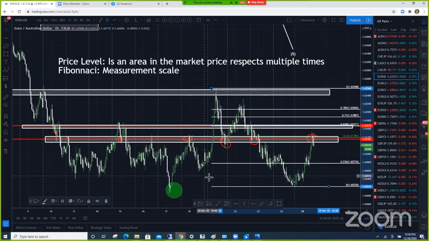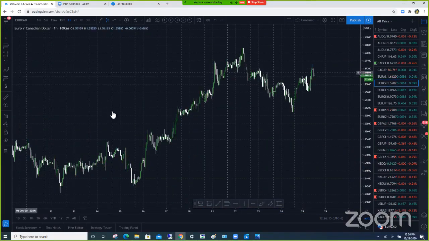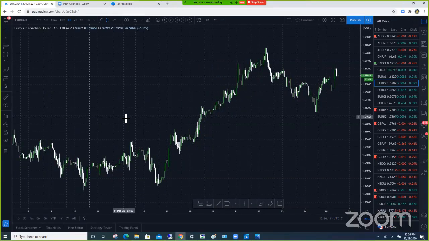So you find your structure, and then you look for your next high. In a downtrend, I'm looking for the next high. In an uptrend, I'm going to be looking for the next zone. Let me see if I can find an uptrend. I think EuroCAD is in an uptrend. Yeah, there we go. So EuroCAD's in an uptrend.